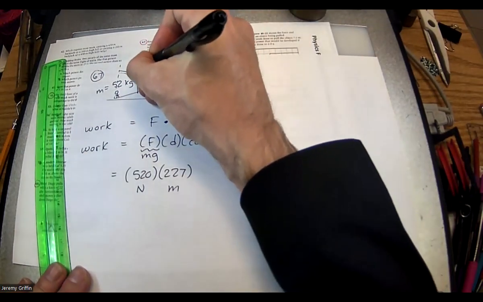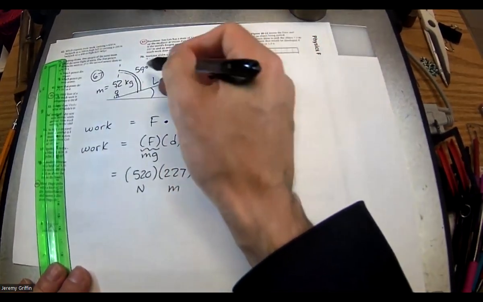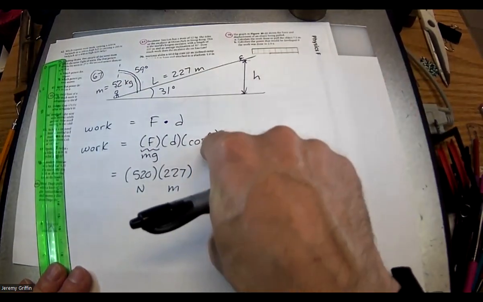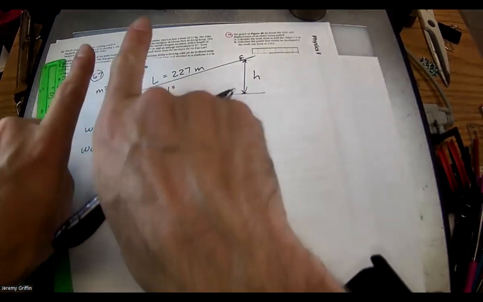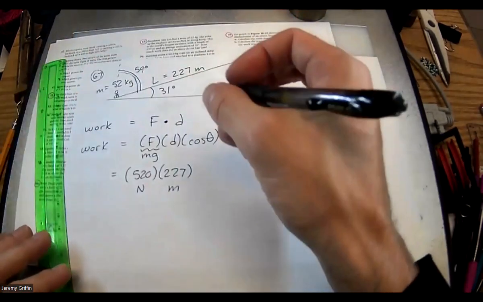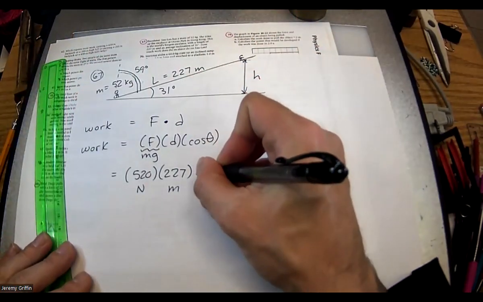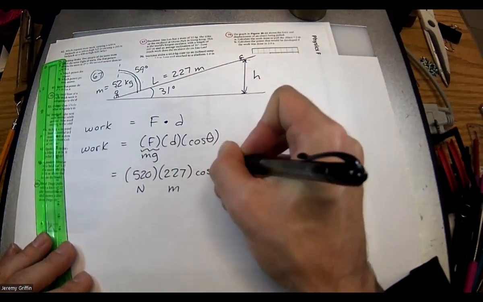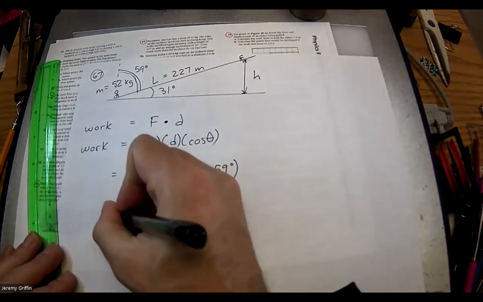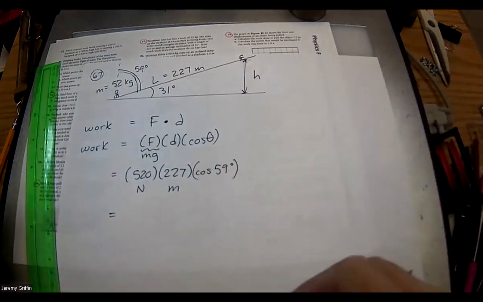You guys see it's 59 degrees? Because it's 90 degrees minus 31 is 59. That's the angle that feeds into here. That's the parallel components that are both going up. So I could say cosine of 59 degrees, and that will give you the correct answer in joules, how much work was done lifting her.